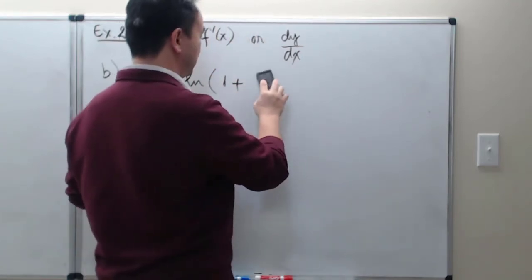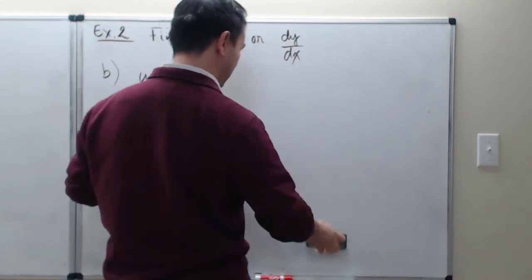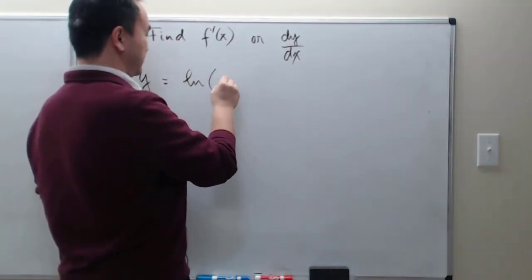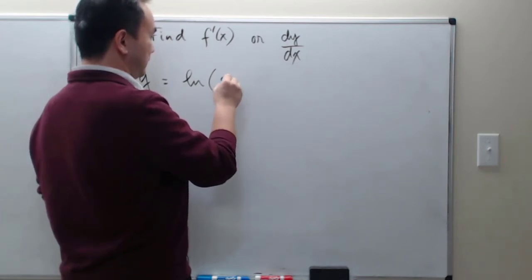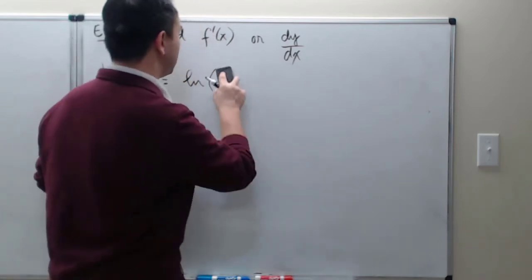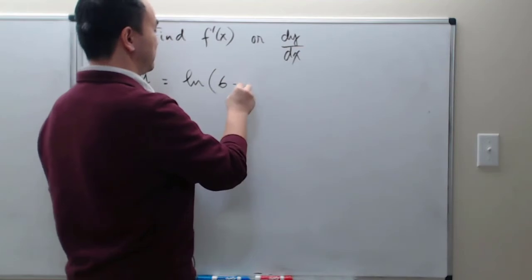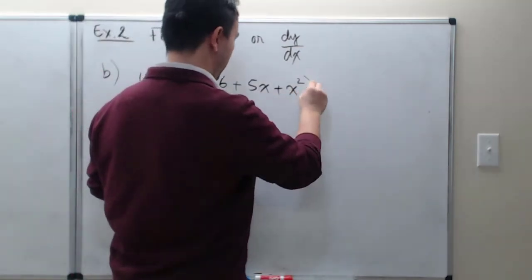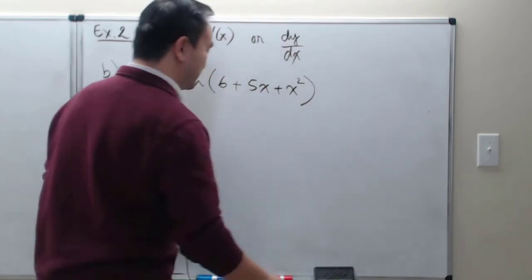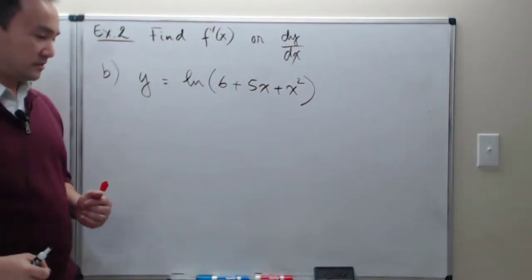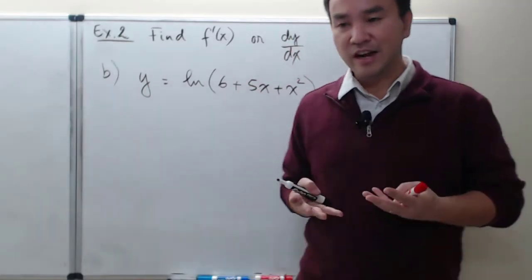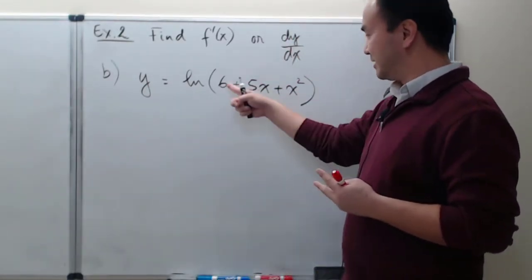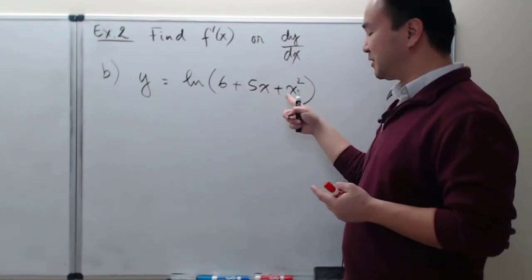2x is not a good one. Actually, I changed my mind a little bit. Sorry about that. How about 6 plus 5x plus x squared. All right, so now we have a natural log function, and inside of the natural log function is a polynomial, 6 plus 5x plus x squared.